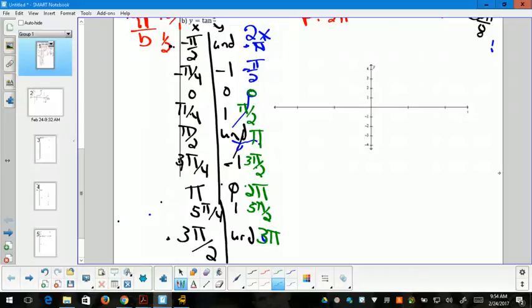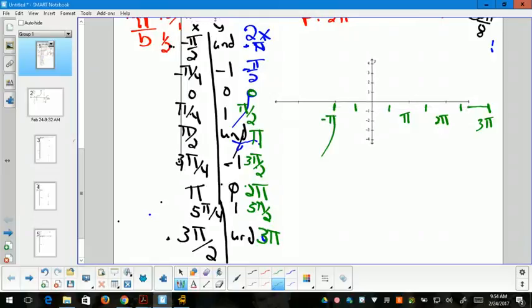So I have to make sure I fit a 3 pi on here. I could just extend my graph out if I have this as pi and this as 2 pi. And I'll just bring this over a little bit more to get me to 3 pi. In between I have the pi over 2, the 3 pi over 2, the 5 pi over 2. And don't forget about the negative pi over 2 and the negative pi.